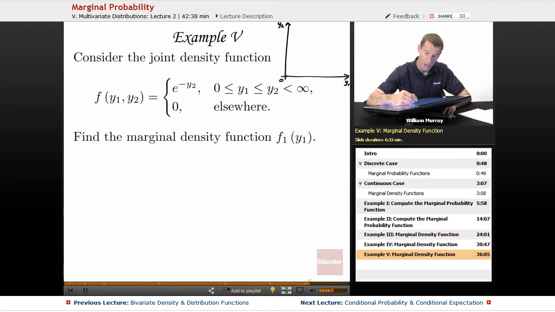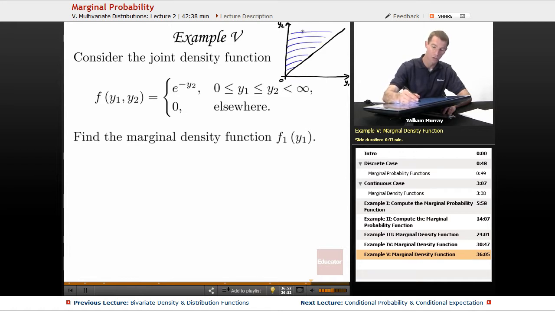So let me draw the line y1 equals y2, or y equals x. And we want y2 bigger than y1, which means we want the region above this line. So let me color in that region above this line. Of course, it goes on to infinity, so I'm not going to draw all of it, but that's the general shape. It's this triangular region.